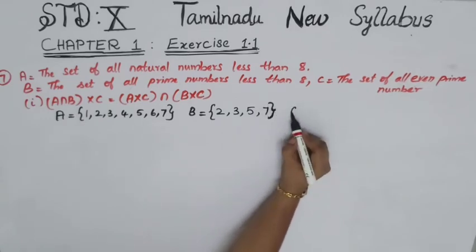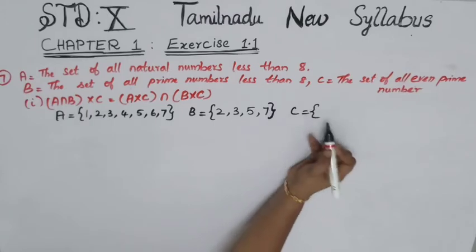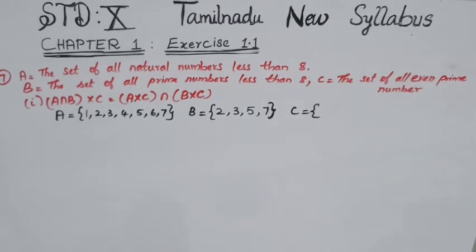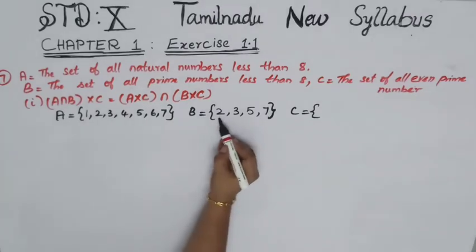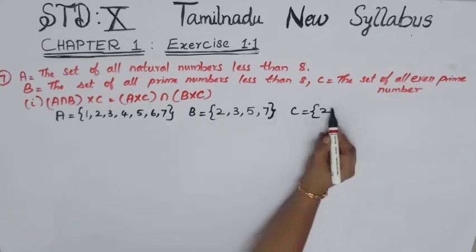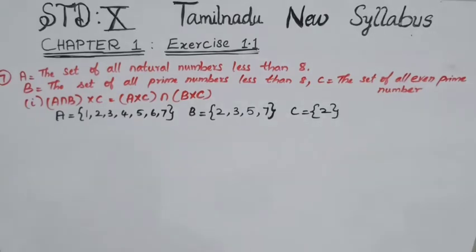Now C is equal to, they have given the set of all even prime numbers, but the only even prime number is 2. From here itself you can see only 2 will be the even prime number. Even number should be there and that too it should be a prime number. So the even prime number is only 2. So we can declare C is equal to 2.